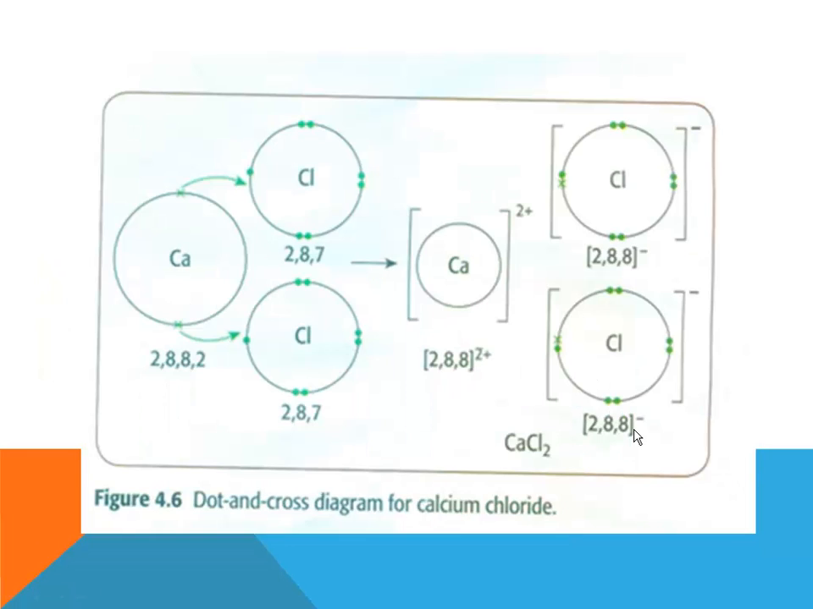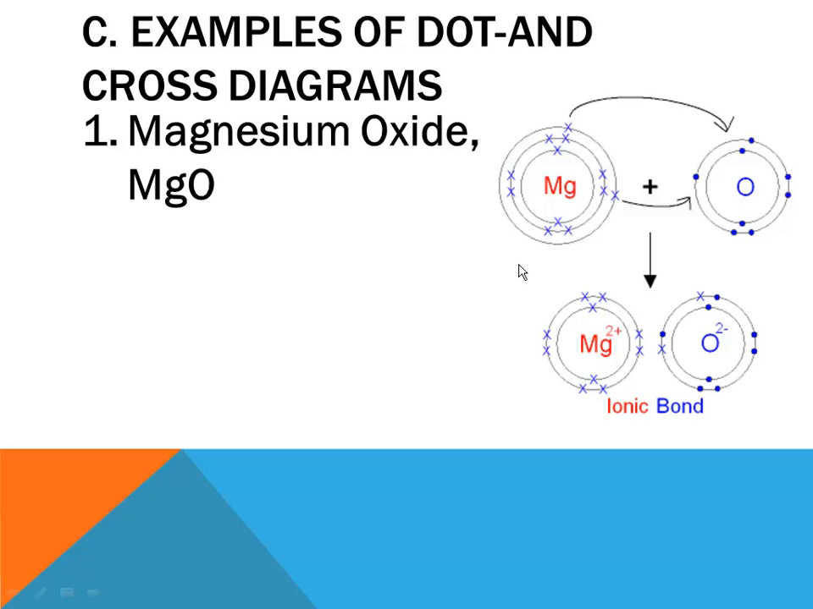Alright, so if you have calcium chloride, basically you need the formula CaCl2, so you need 2 chlorines because calcium gives off 2 electrons. Only one can go to chlorine, so you need 2 of them to make CaCl2. So the chlorines look identical, each having 1 extra electron, and calcium's empty.